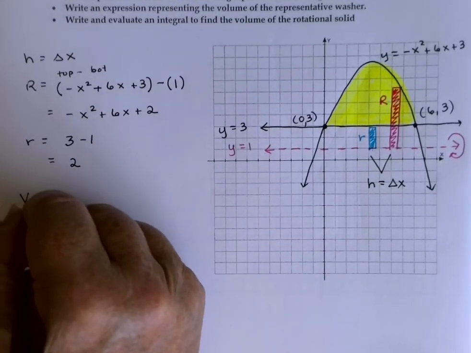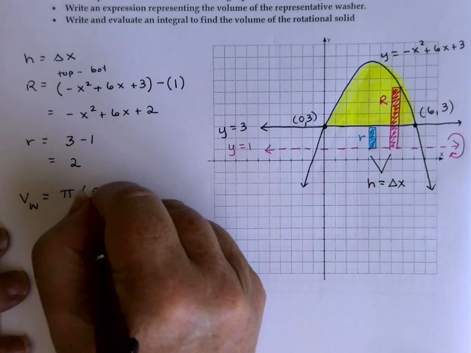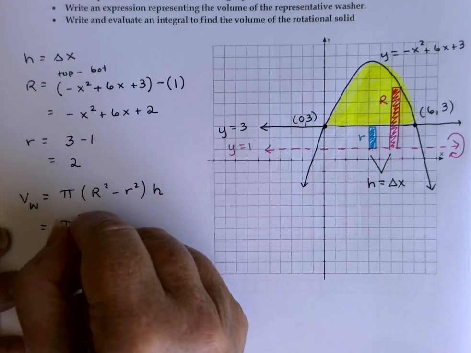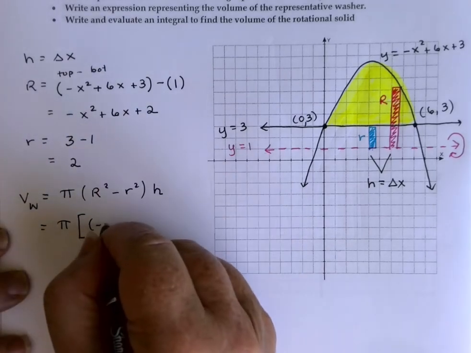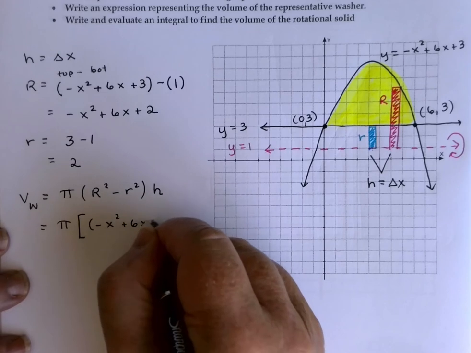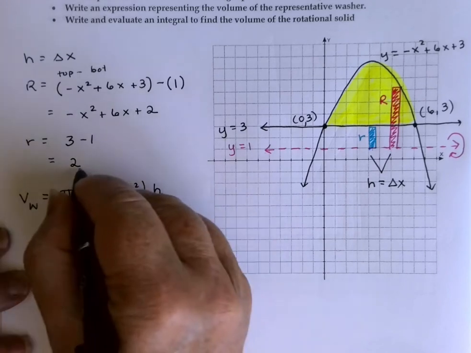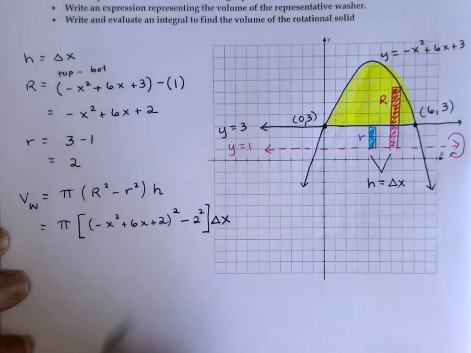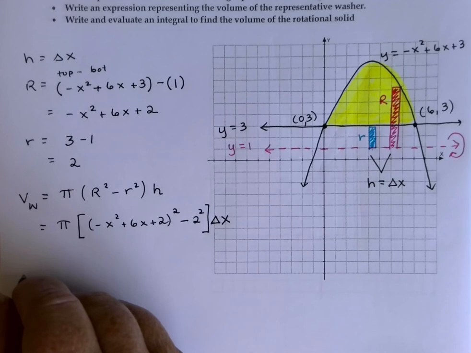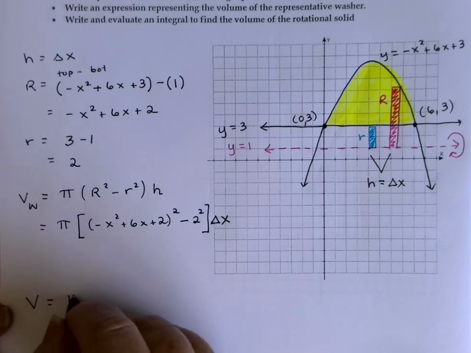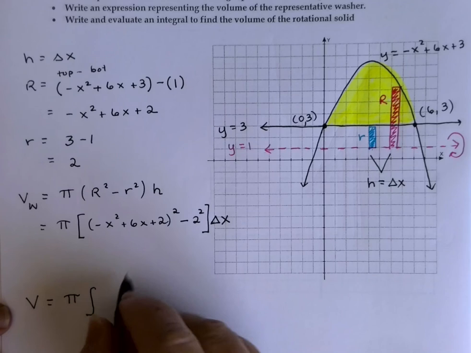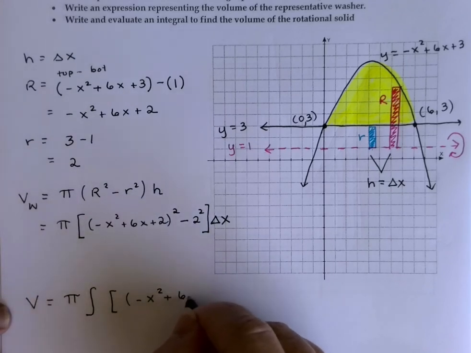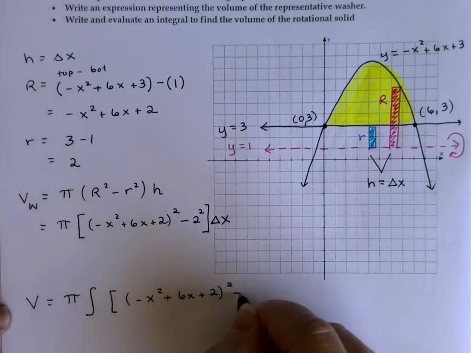All right, so the volume of my washer is going to be capital R squared subtract little r squared times the h, and to get the volume of the whole solid, we'll integrate. And I definitely don't want to have to multiply that out, which is what I'd have to do by hand. Instead, we'll use our calculator's handy little feature here.